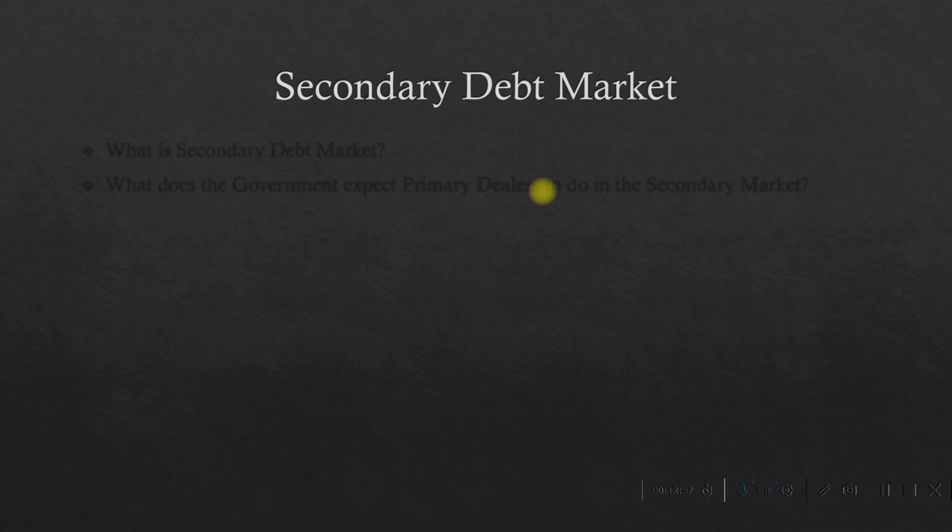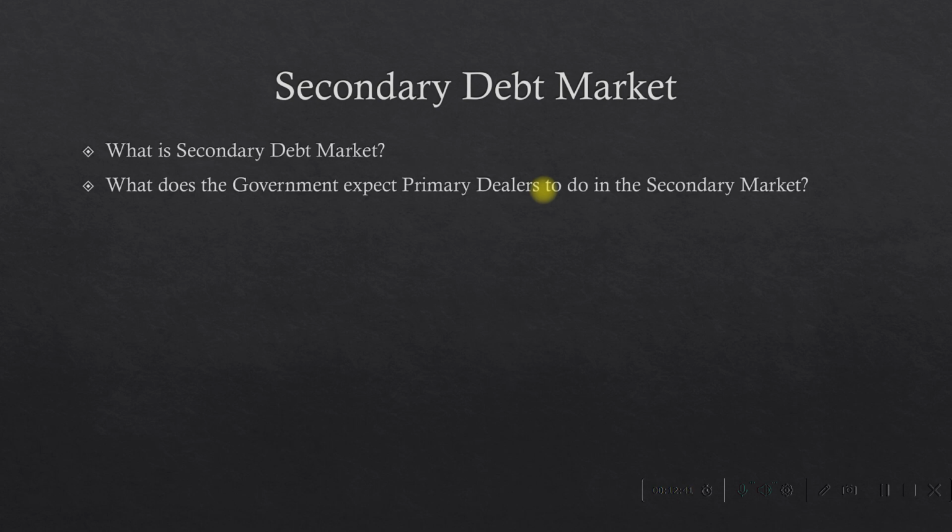So here we will see what is secondary debt market, and we'll also see what the government expects primary dealers to do in the secondary market. So before that, we will see what is secondary debt market. A secondary debt market is the financial market where securities such as stocks, bonds, options, and futures are traded. Now, the system of primary dealers would enable the development of an orderly secondary market.